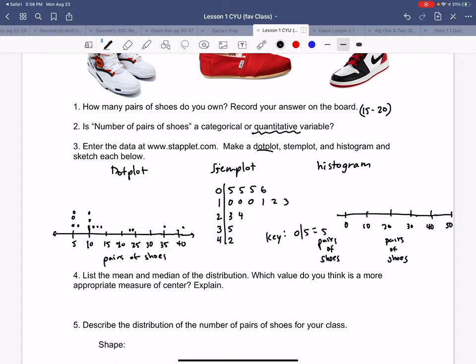Here I have 4 that are less than 10. 1, 2, 3, 4. And then it looks like I have 6 in the 10s. So 1, 2, 3, 4, 5, 6. And then I have 2 between 20 and 30. And I only have 1 at 35 and 1 between 40 and 50. Okay, so here's my histogram.